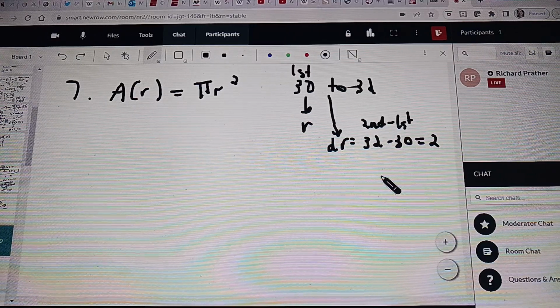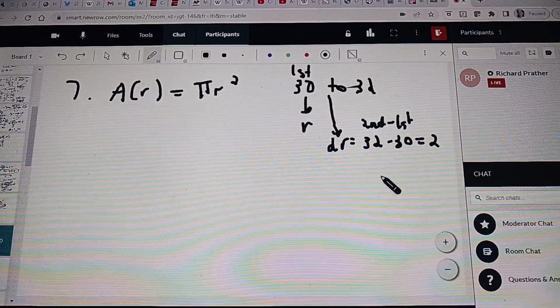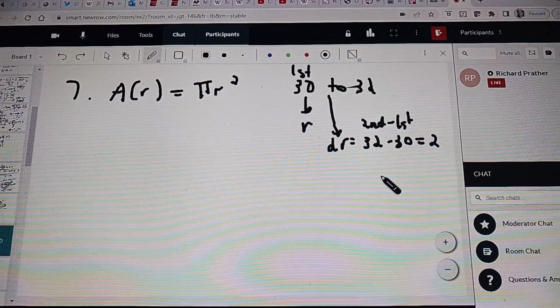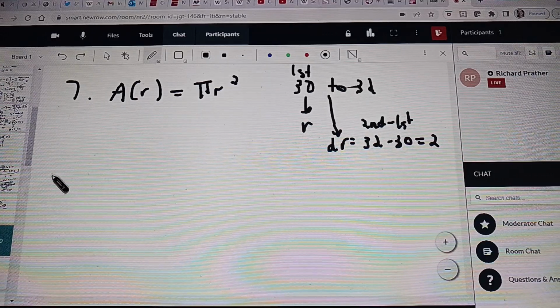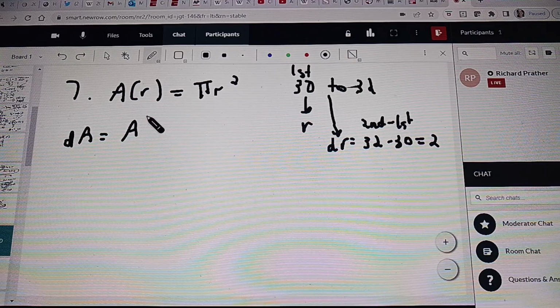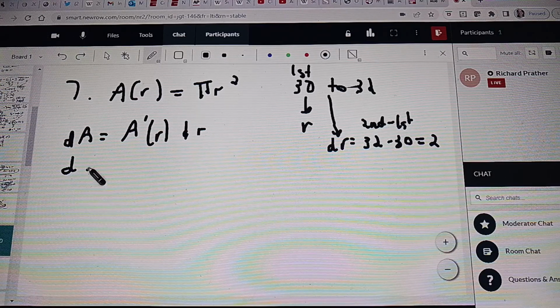So the radius started off at 30, and then it increased to 32 as the bacteria is growing in a circular fashion. So what is the change in area as the radius changes? So the change in area is the derivative of area times the change in the radius. That's the main formula we're using on almost every problem. Okay, so change in area.